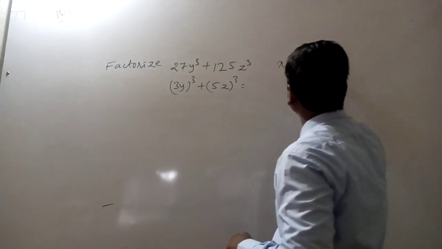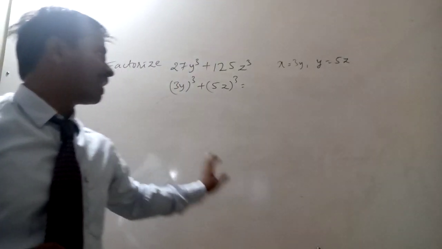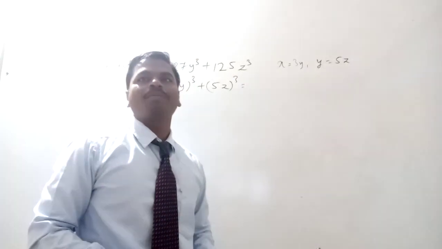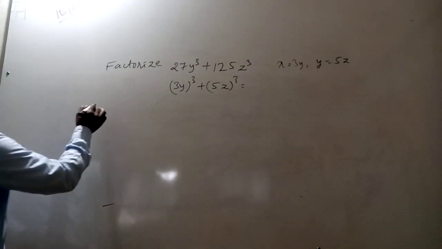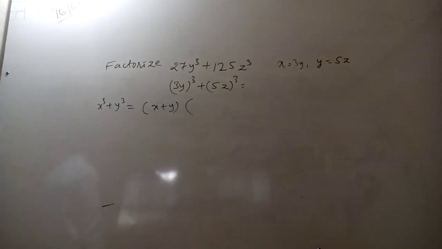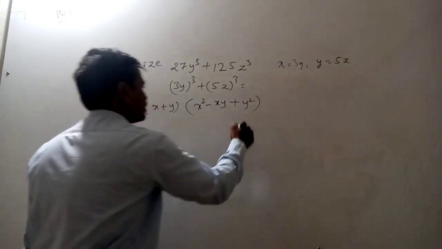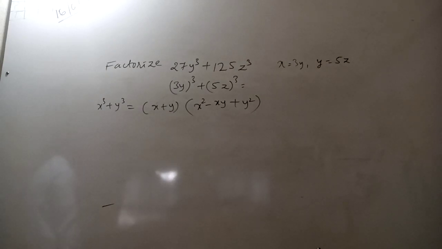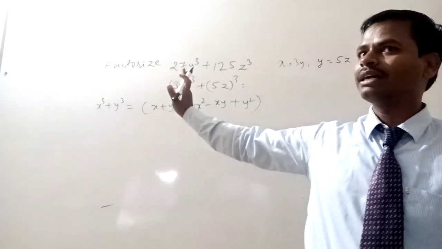X equal to 3y and y equal to 5z. What is here? X cube plus y cube identity we are using. In the previous class, we solved that identity. What is the identity? X cube plus y cube equal to x plus y into bracket x square minus xy plus y square. This is an algebraic identity we are using to factorize the given polynomial.